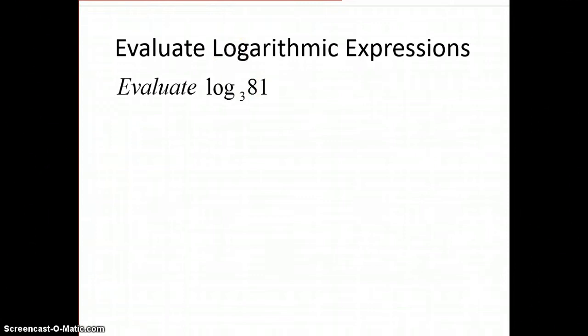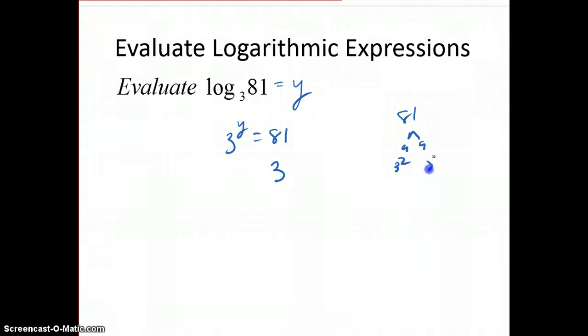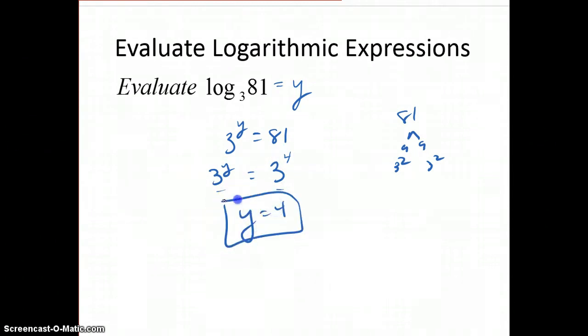Let's do another one. Log base 3 of 81. We're trying to figure out what that equals, so we're just going to say it equals y. So 3 to the y is equal to 81. If you rewrite 81, it is 3 to the, let's figure it out, it's 3 squared, so it's 3 to the 4th. So now that our bases are alike, we have y equals 4. And again, we can plug that in, make sure it's right.